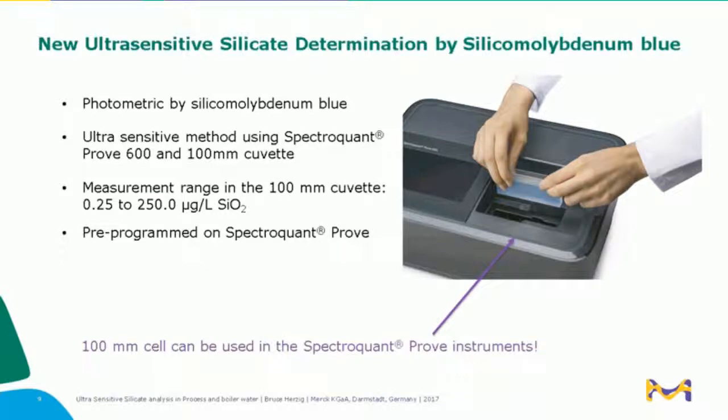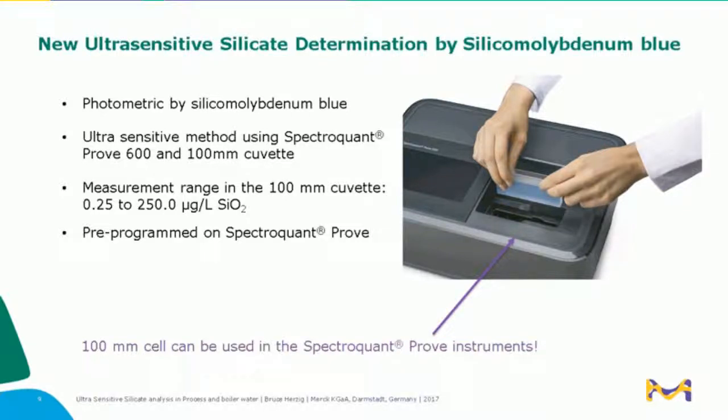The new ultrasensitive photometric method using silicon-molybdenum blue is being described here in this webinar. This is an ultrasensitive method using a SpectraQuant Prove 600 and a 100 millimeter cuvette. The measurement range with the 100 millimeter cuvette is 0.25 to 250 micrograms per liter of silicate. The method is pre-programmed on the SpectraQuant Prove, and the 100 millimeter cell can only be used in the SpectraQuant Prove 600 instrument.